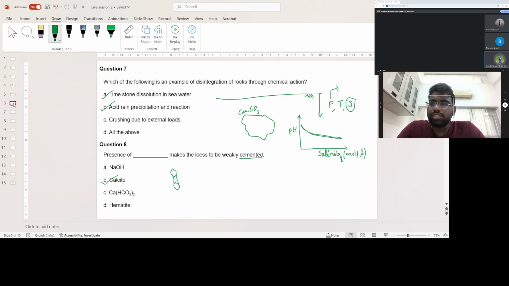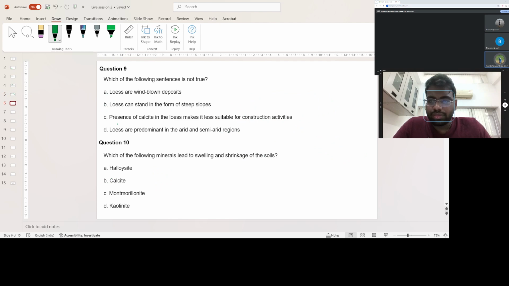So, moving to the next question: which of the following sentences is not true? Loess are wind-blown deposits. Loess can stand in the form of steep slopes. Presence of calcite in the loess makes it less suitable for construction activities. Loess are predominant in the arid and semi-arid regions. I think option B, loess can stand in form of steep slopes.